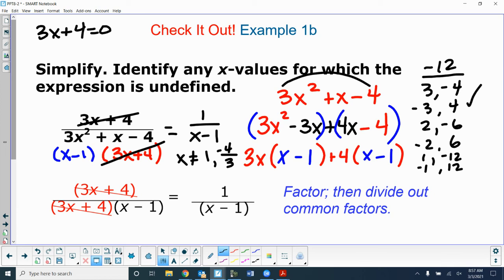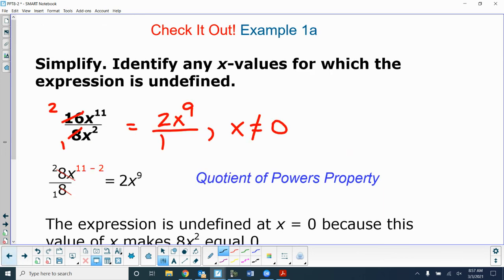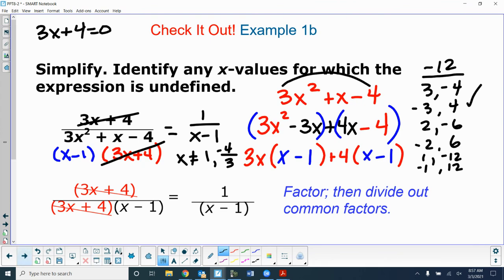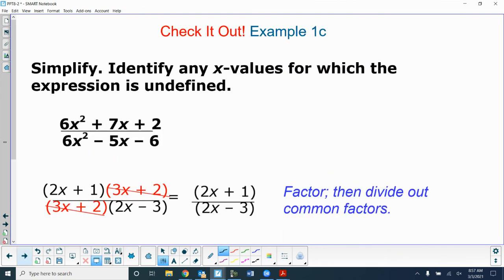You sure? Okay, so remember, when we see pluses and minuses, we have to factor it first. When there's no pluses or minuses, we don't have to worry about it. It's basically already in factor form, right?